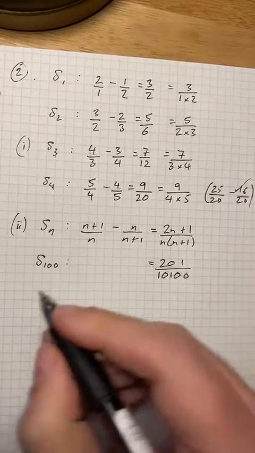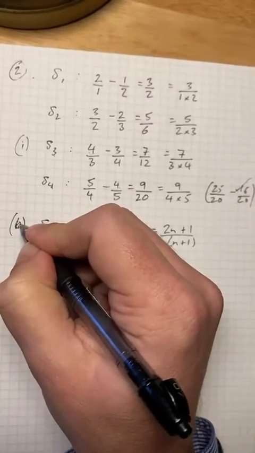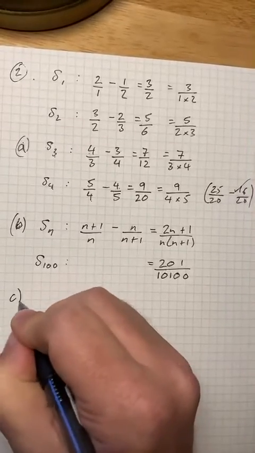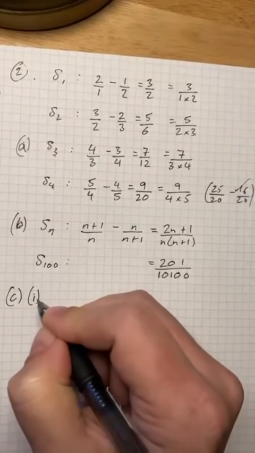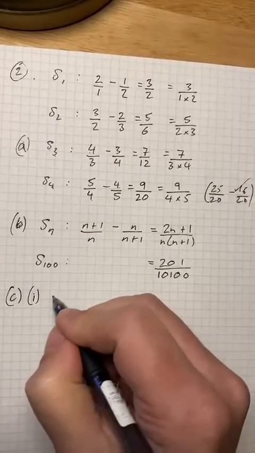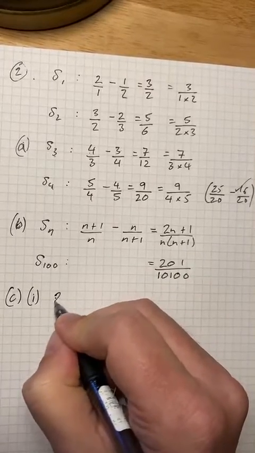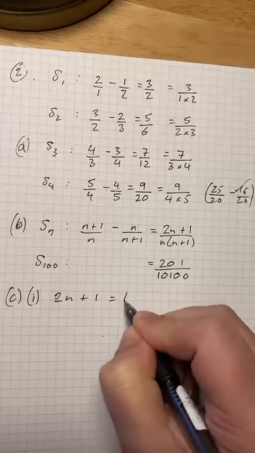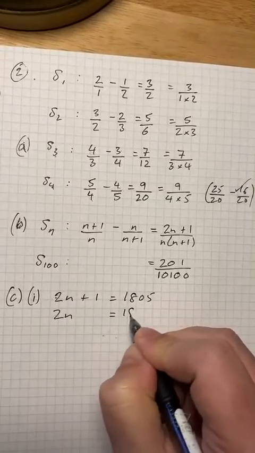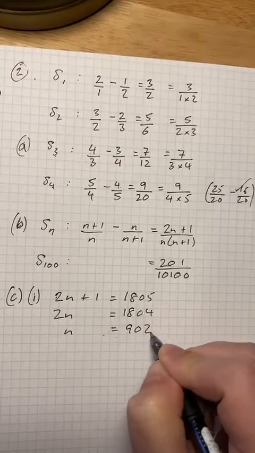Now, so that was B, not 2, that was A. So we have a look at C, part 1. We need a numerator of 1805. So the numerator, 2n plus 1, is 1805. So that's hopefully a fairly straightforward calculation. 902.